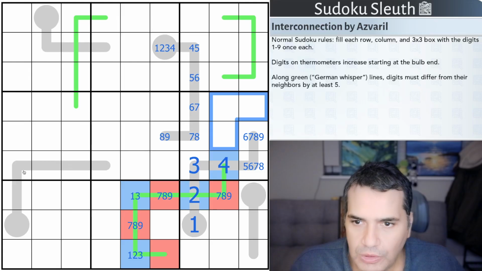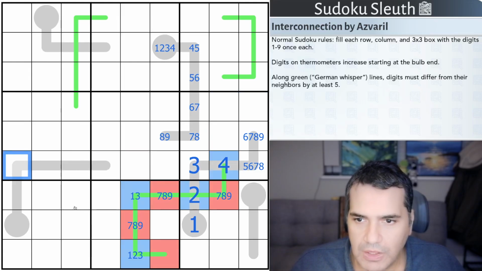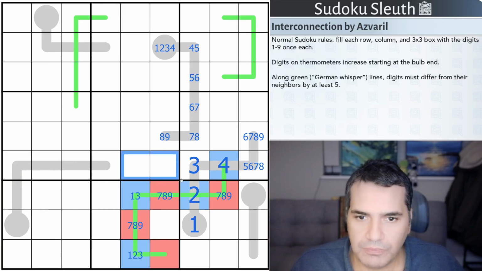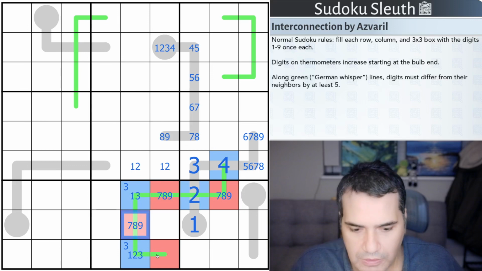Speaking of 1 and 2, row 6. Yeah, can't have 1 or 2. 3 steps up the thermometer. This is 1, 2. Makes 1, 2, 3 column, 1, 2, 3 triple in column 5. One of these cells has to be a 3. That can't be a 7.